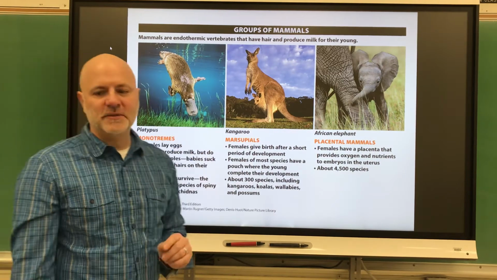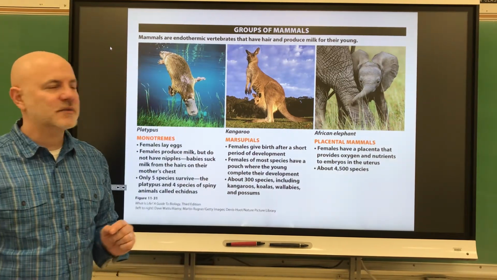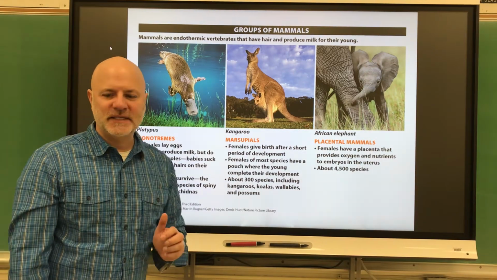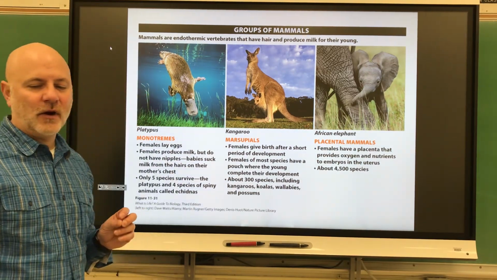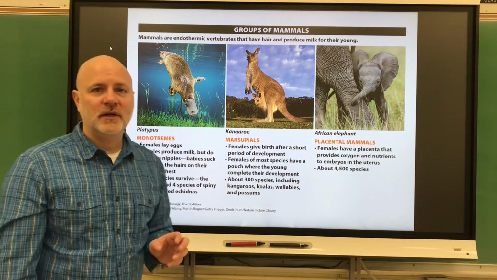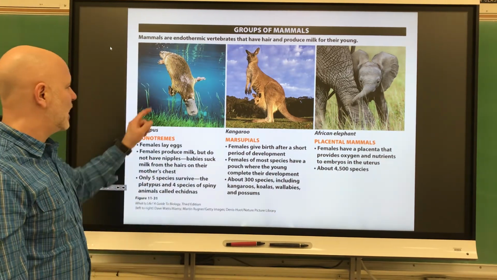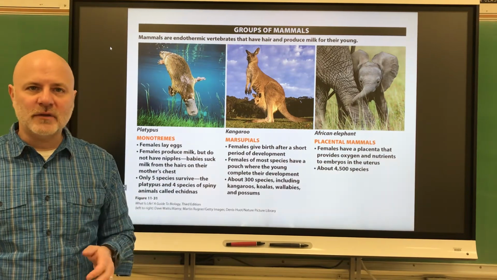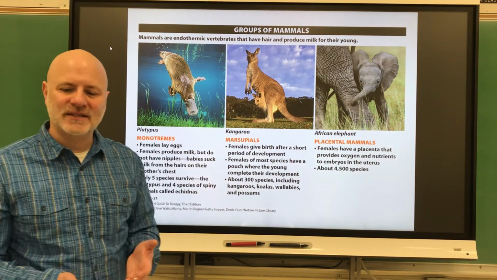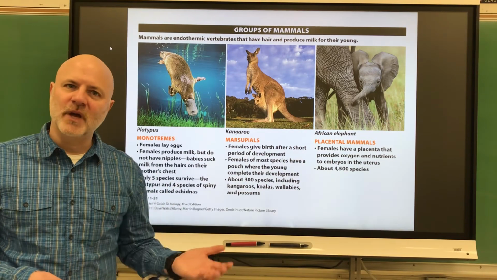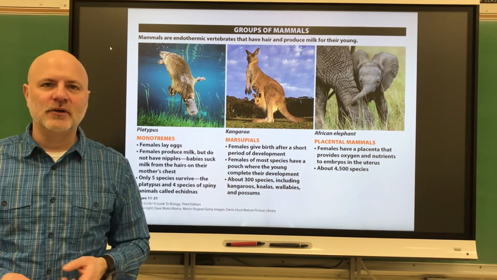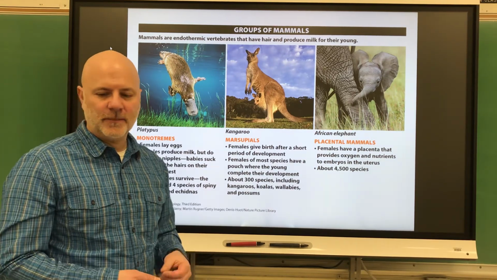So 3 different groups of mammals. One are monotremes. So monotremes are the egg-laying mammals. And there's only 5 species of these guys. So there are 4 species of spiny anteaters. And then we have the duck-billed platypus, which is the 5th one. They are amniotes. They lay eggs. They produce milk for their offspring. These guys are only found in Australia and New Guinea, which is an island just north of Australia.